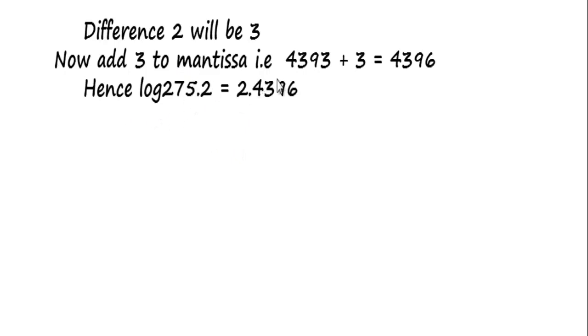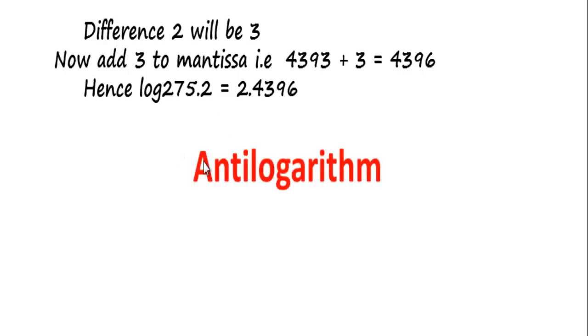Now add 3 to the mantissa, which is 4393. It will now be 4396. Hence log 275.2 is 2, which is the characteristic that we got, point the mantissa, which is 4396.